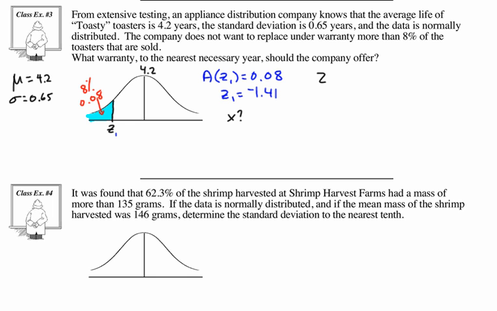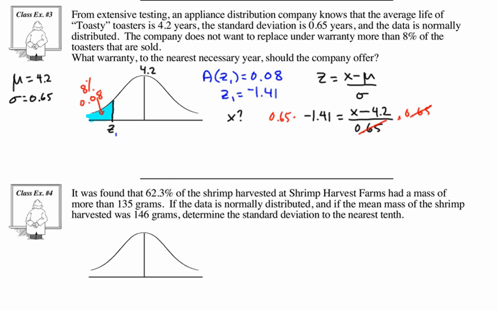Remember our formula: Z is equal to X minus our mean, over our standard deviation. Well, we know our mean, we know our Z-score, we know our standard deviation. So our Z-score, negative 1.41, is equal to X, what we're looking for, minus our mean, which was 4.2, divided by my standard deviation, which is 0.65. So first step, multiply both sides by 0.65.